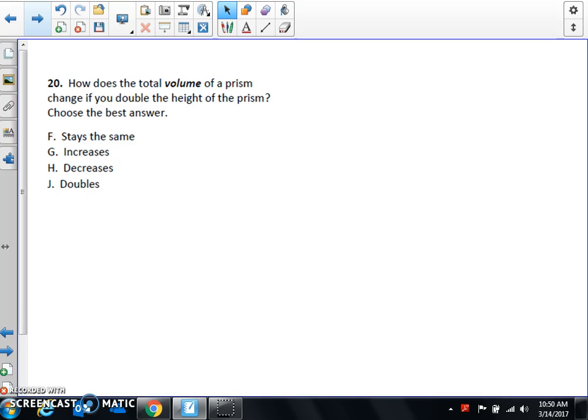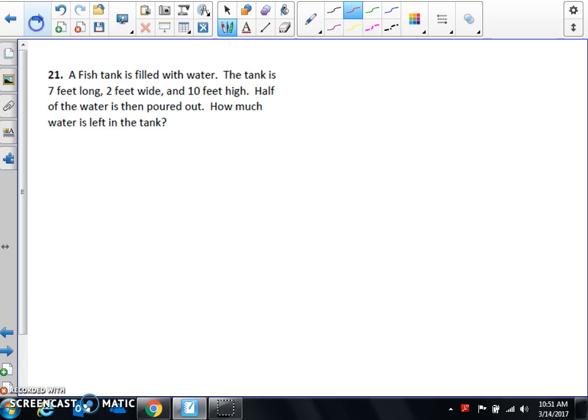Now, yay, we say volume. Volume is great because that one's easier. How does the total volume of a prism change if you double the height of the prism? If you double the height, boom, we double the entire volume. It's that easy. This volume is the bomb.com. However, surface area, we would have had to calculate.